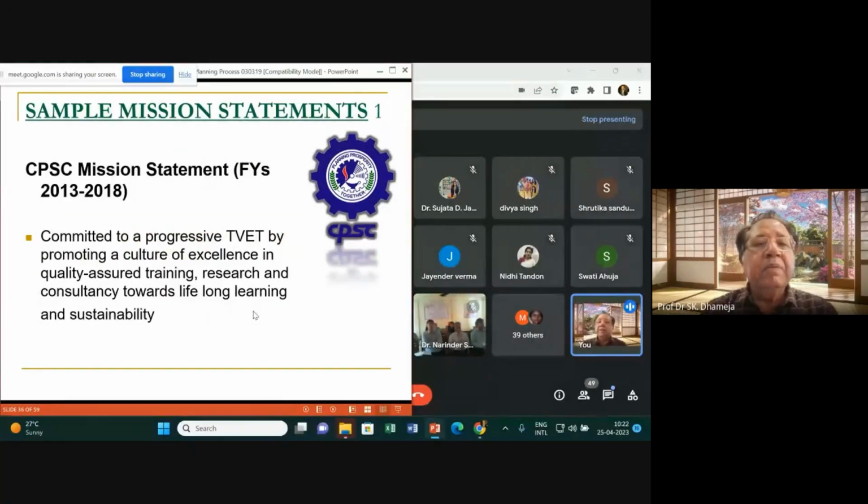Now let us take up some of the sample mission statements. This is for the CPSC in 2013-18. They have only one mission statement. It is committed to a progressive TVET. TVET is technical and vocational education and training. Technical, very well. Vocational, our ITIs, the skill set basically, that is all vocational.